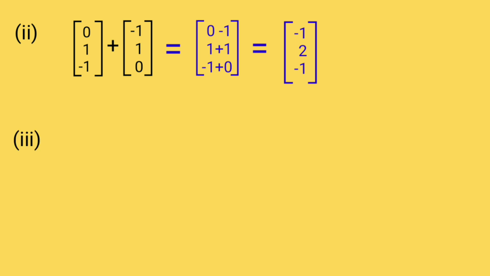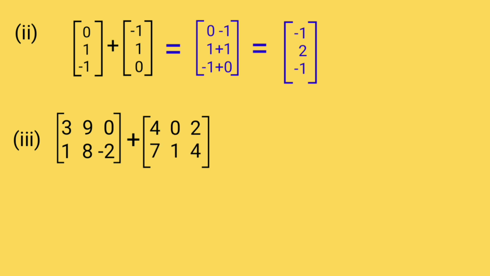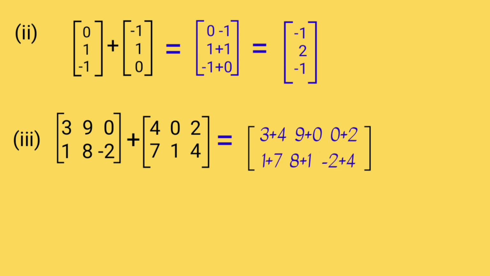And we go to the third one. The third one is [3 9 0; 1 8 -2] plus [4 0 2; 7 1 4]. So here this is a rectangular matrix, 2 cross 3. So add it: first number with first number, like that. So it is equal to 3 plus 4, 9 plus 0, 0 plus 2, and the second row: 1 plus 7, 8 plus 1, minus 2 plus 4. So from that we get 3 plus 4 is 7, 9 plus 0 is 9, 0 plus 2 is 2, and 1 plus 7 is 8, 8 plus 1 is 9, minus 2 plus 4 is 2. That's it.